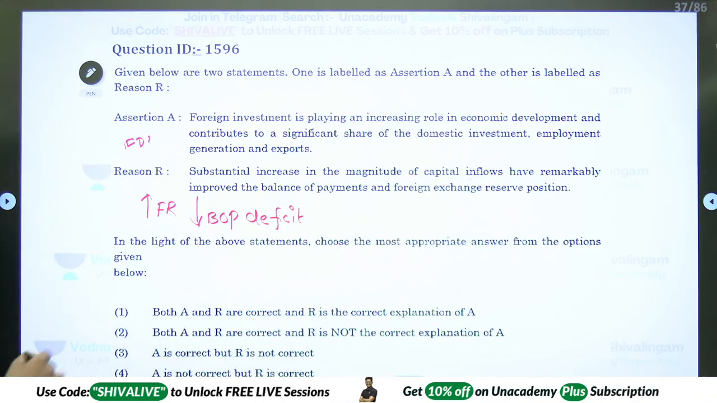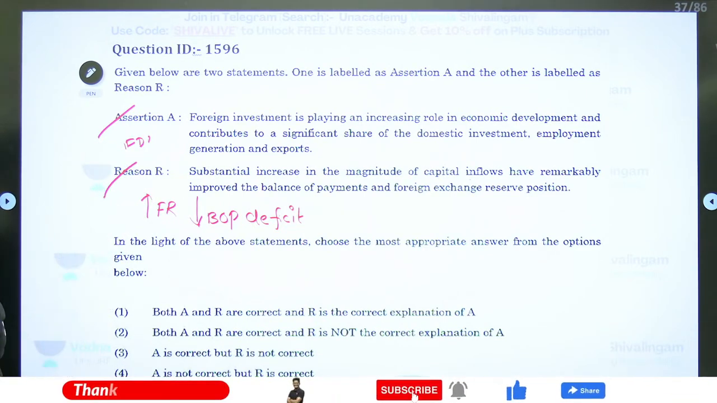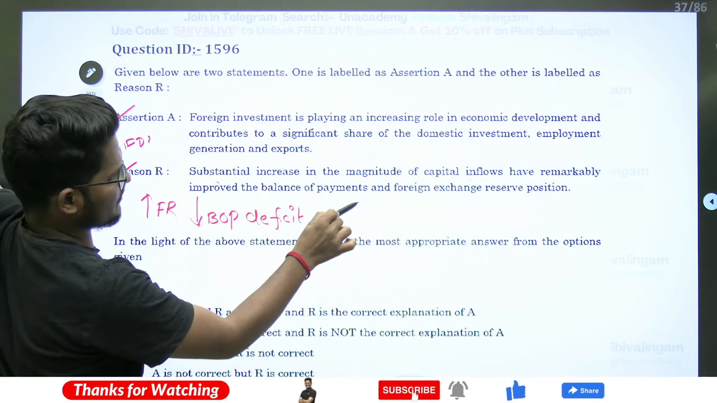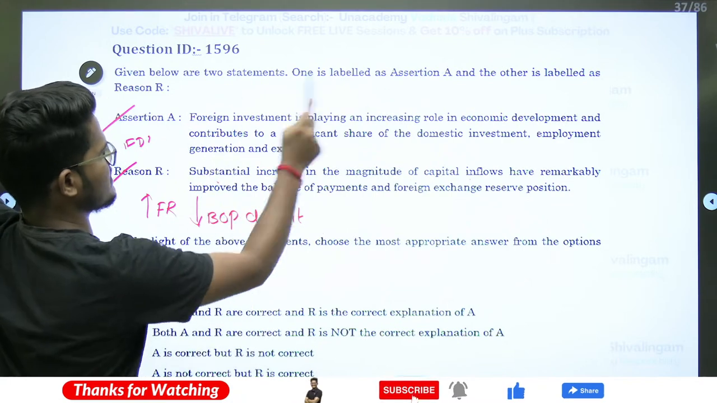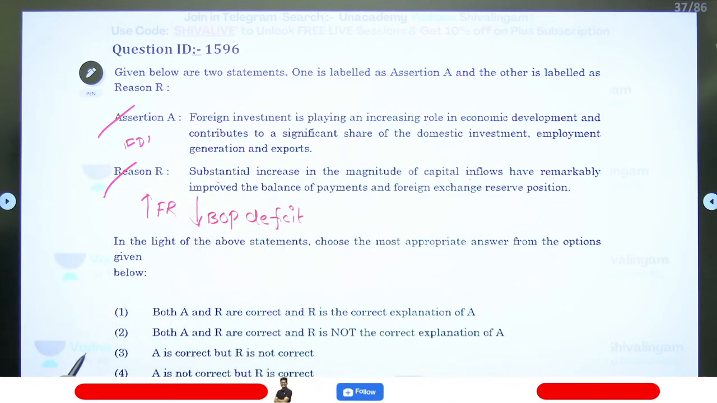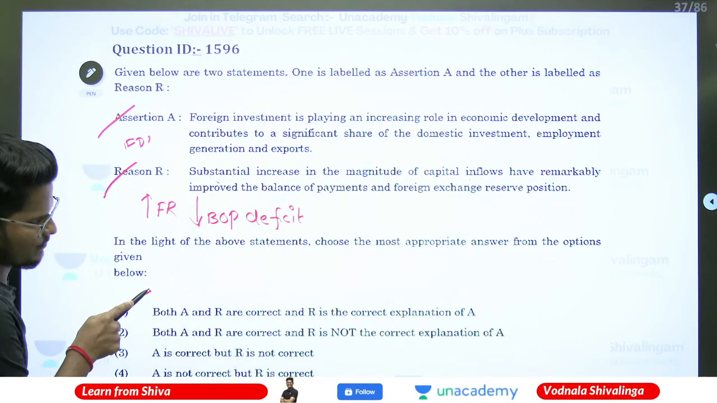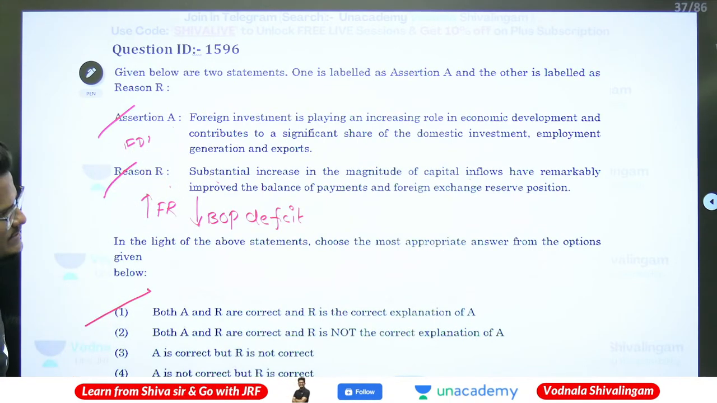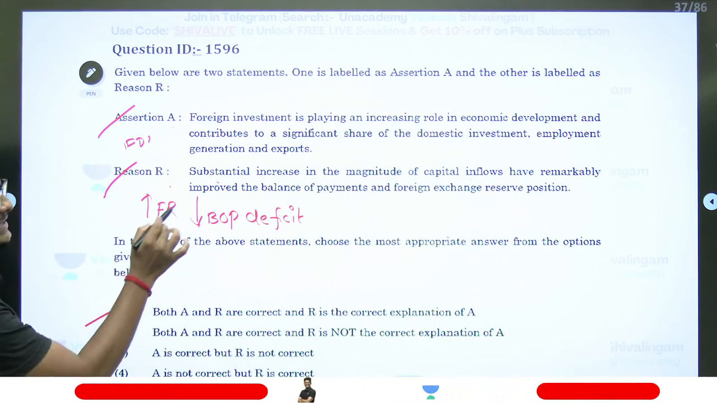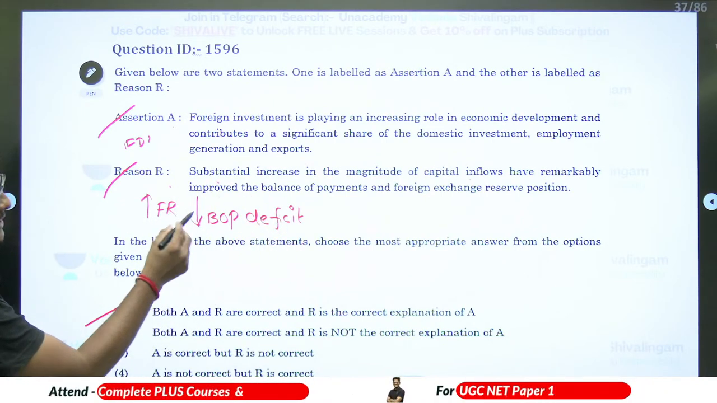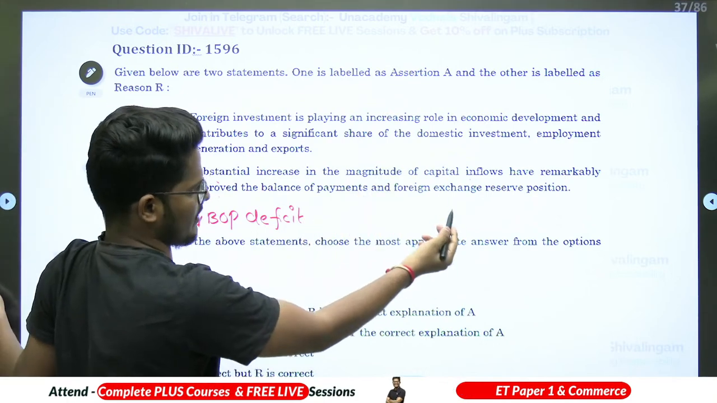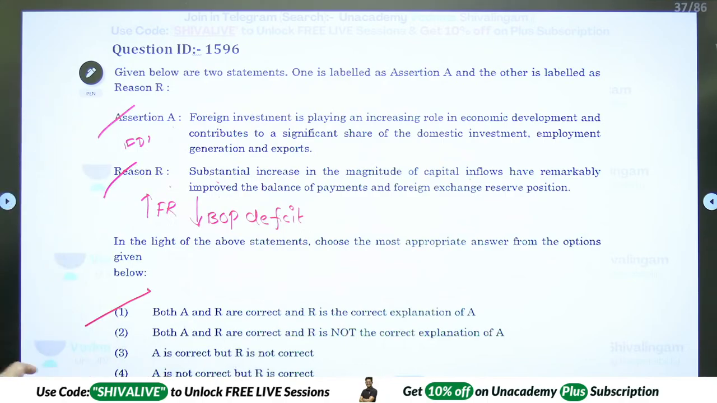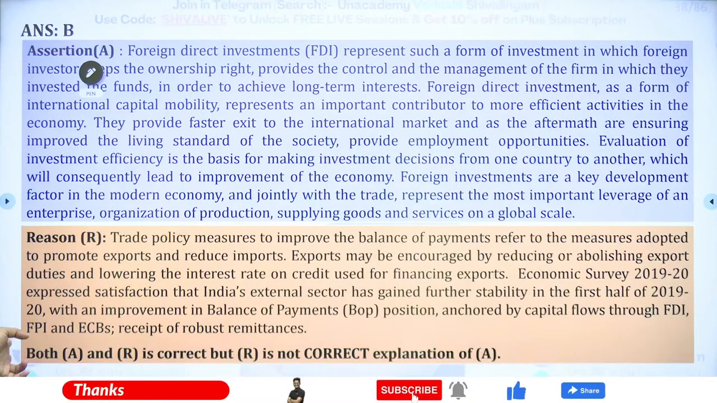Individually, these statements are correct. But the substantial increase in magnitude of capital inflows is not the reason for economic development. Actually, one way you can give the answer as A, because both are in the context of capital inflows of the foreign investment. But one is saying the impact of the foreign inflows, what will be the consequence of the foreign inflows, and this is about the economic development. Next.